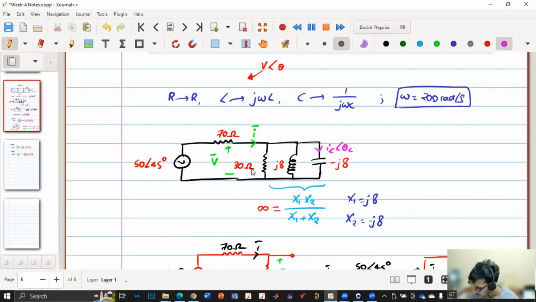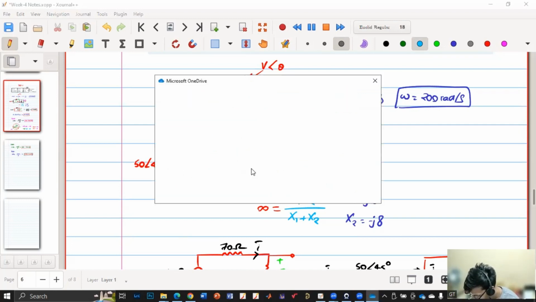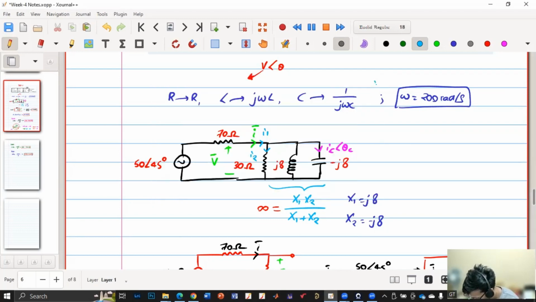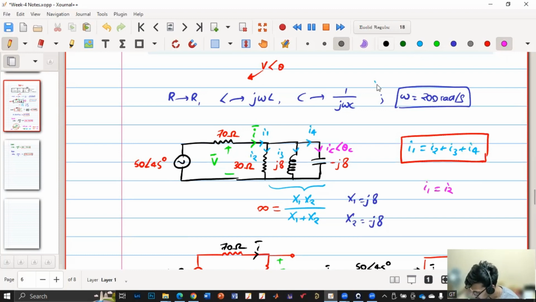Let me use a different color. Say this current is I1. This current is I2. This current is I3. This current is I4. So my I1 is equal to I2 plus I3 plus I4, right? According to KCL. Do you agree? Yes, sir. But I am getting I1 equal to I2. So is this right or wrong, or what are your thoughts on this?